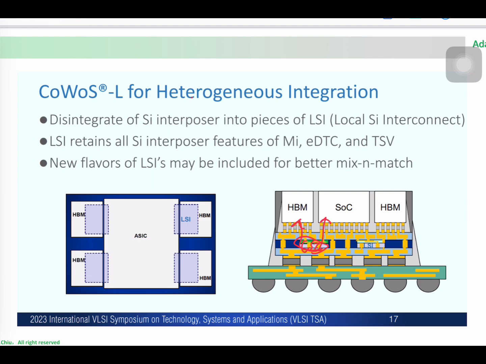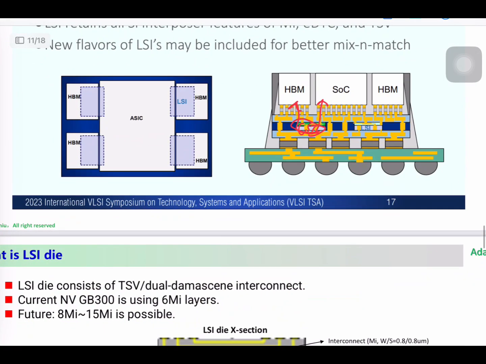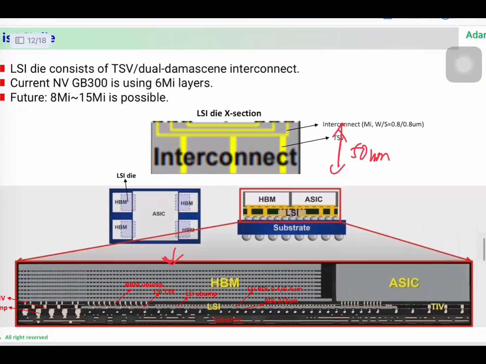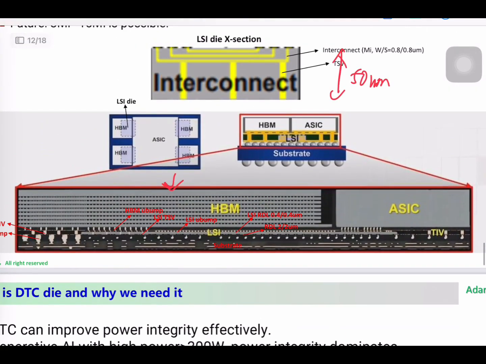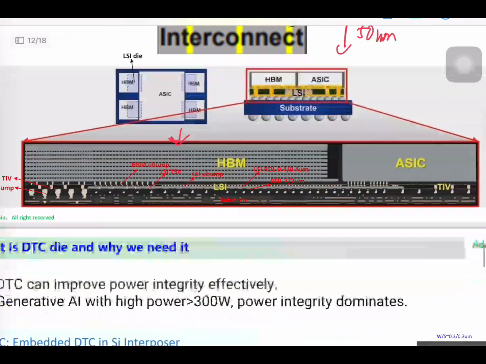This diagram analyzes the LSI die's cross-section in more detail, including TSV, interconnect, and dual Damascene interconnect. If you're interested, you can look at this diagram. I've drawn out its cross-section to show which part is which. For example, this is the LSI die, which is quite thin, about 50 microns thick. Okay, this is the computing die, and this is the HBM. It relies on my LSI die to connect to the physical layer here for signal transmission.